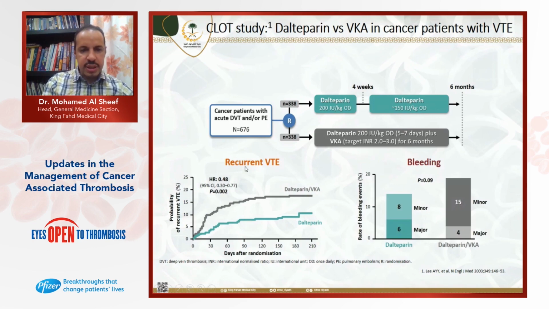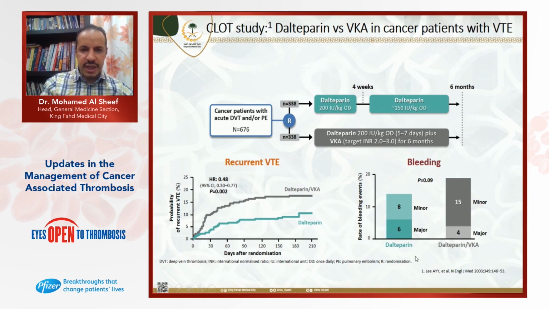They found recurrent VTE was significantly reduced in the dalteparin arm, the LMWH arm, with a risk reduction of about 52%. Major bleeding was comparable. In the dalteparin arm you have 6 major bleeding and 8 minor. Here you have 4 major and 15 minor. So there was no clinically significant increase in major bleeding.